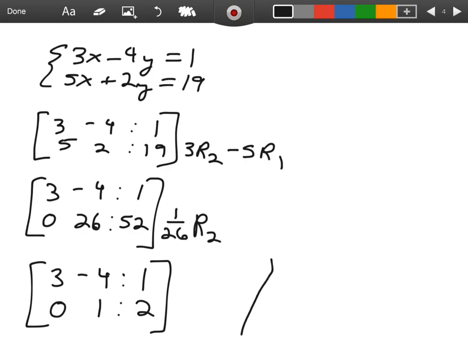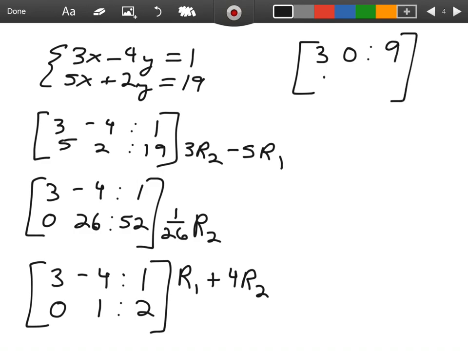Now I need this entry to be 0. I'm going to use the bottom row. I can take row 1 and add 4 times row 2, and that should eliminate it. So at the top, 3 plus 0 is still 3. Negative 4 plus 4 is 0. Then I have 1 plus 8, which is 9. And the bottom row stays the same.